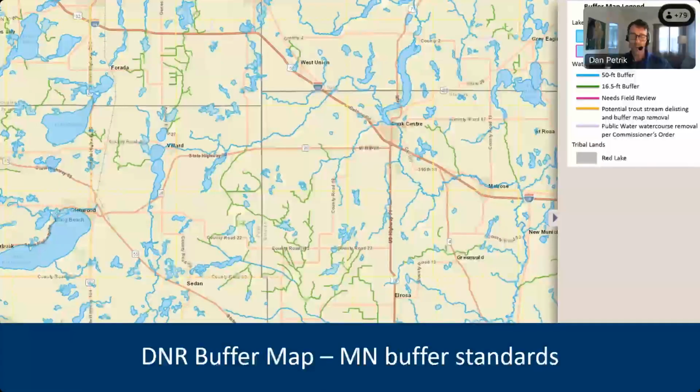You can go to our website, search for this buffer map, and you'll be taken to a website, and then you can scroll around and see how the different water bodies throughout the state are classified. Just briefly here, if it's outlined in blue, that means it has to have a 50-foot buffer on average or a 30-foot minimum. And if it's shown in green, that means it needs a 16.5-foot buffer. In most cases, those 16.5-foot streams are drainage ditches.